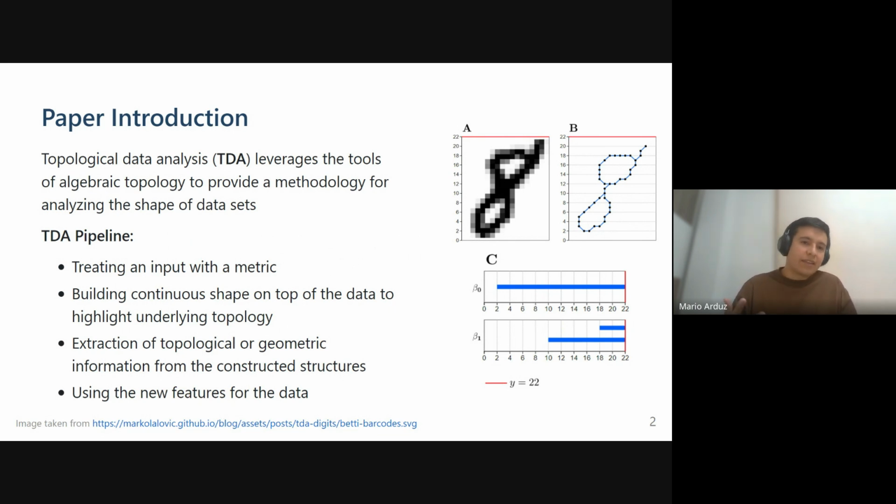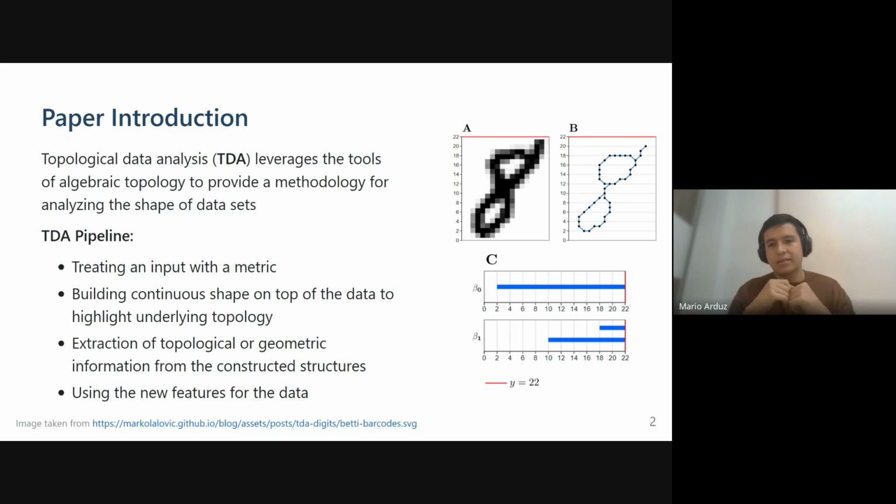So the idea of topological data analysis is to try to answer what the information of the data would be, and it does this by analyzing the shape of the data. Here on the right, we have an example that has been reviewed a lot in terms of image recognition: classifying handwritten digits with the MNIST dataset. Here we have the number 8 in figure A, and in figure B we have a more simplified version of it. Let's say that it's the skeleton of it.